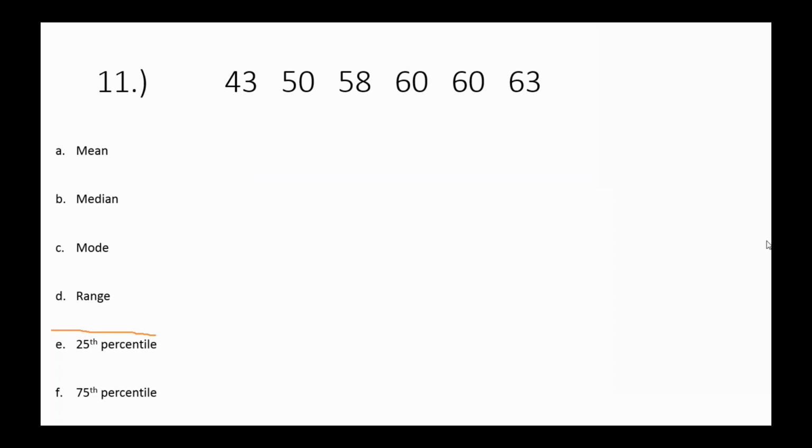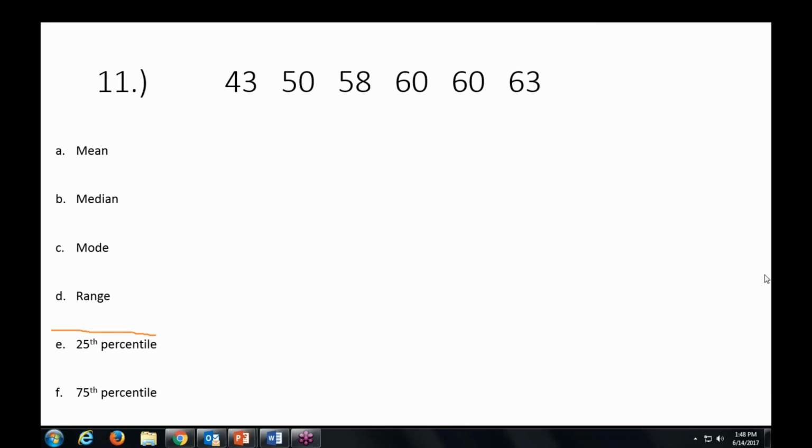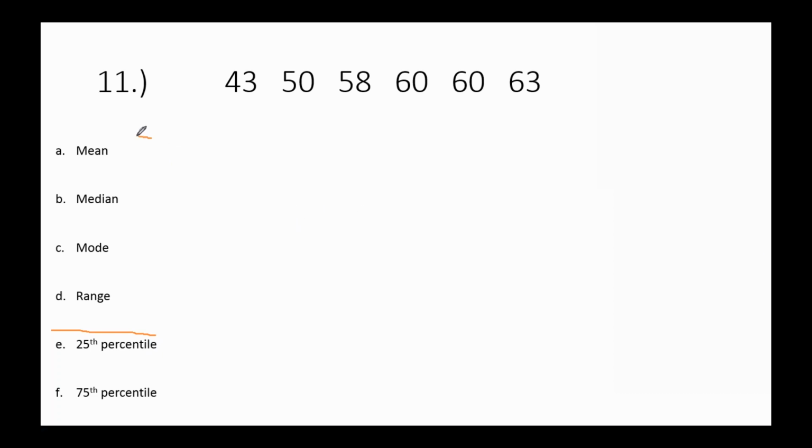Okay. I like how different people have different answers, missing different pieces. So we have part A, 55.67. That is correct. When you add these 6 numbers together, you should get 334. There are 6 numbers, so you divide by 6 to get that 55.67. We'll come back to the median in just a minute. The mode is 60 because it's there twice, and the range, 63 minus 43, gives you a 20.